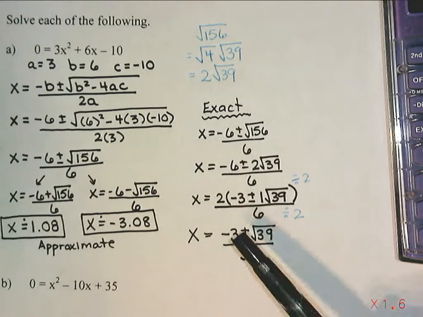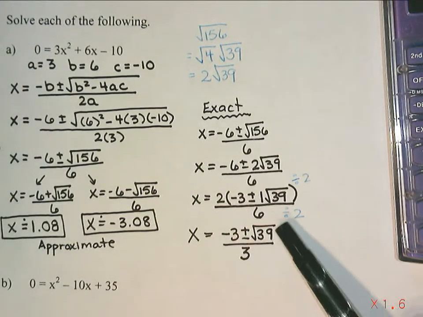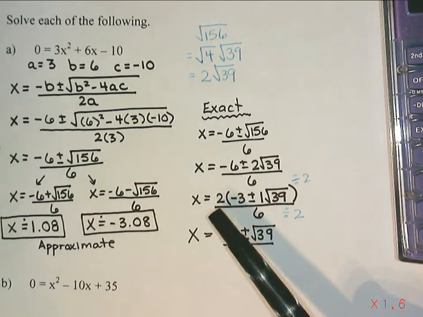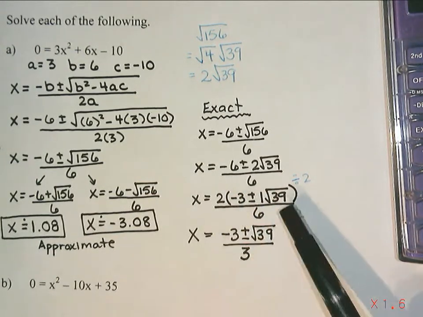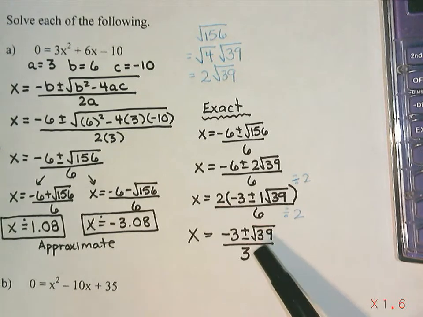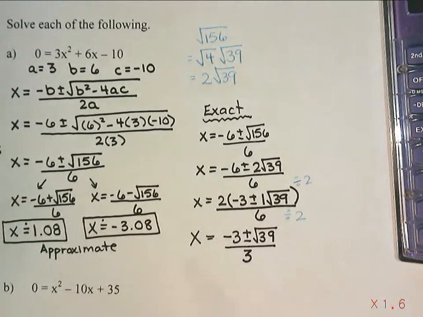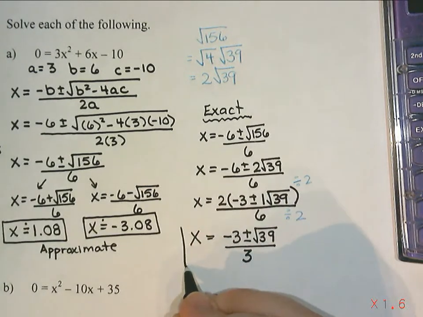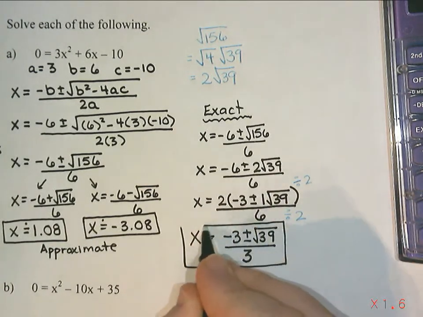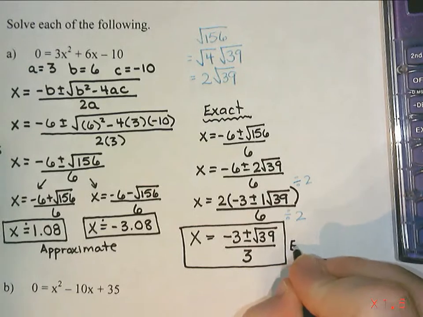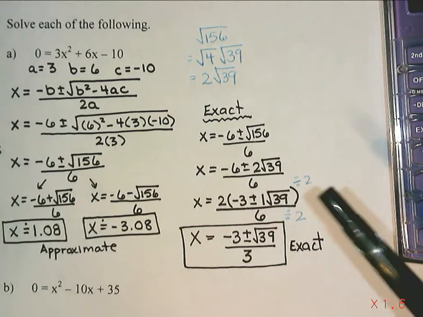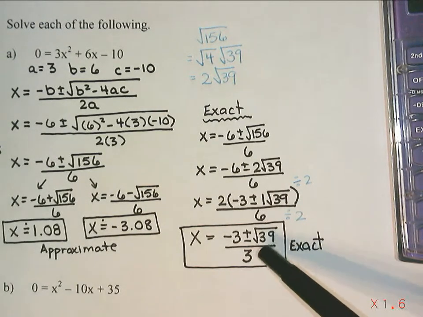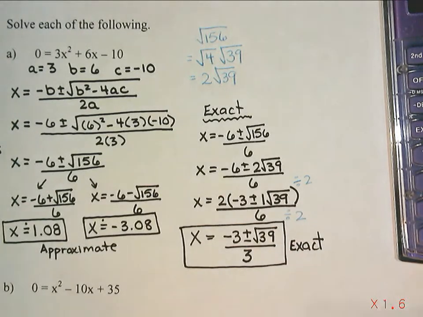Now I see that I have a 3 on the top and a 3 on the bottom, but I don't have a 3 that I can factor out. You can only do this if it's something that you've factored out. Okay, I can't divide out unless it goes into everything. And I do see that 39 divides by 3, but it's underneath that square root, so I can't touch it. So this would be my simplified exact answer: negative 3 plus or minus the square root of 39 over 3. You could write it as the two separate, the one with the plus and the one with the minus, but I'm okay with you writing it just as the plus and minus.